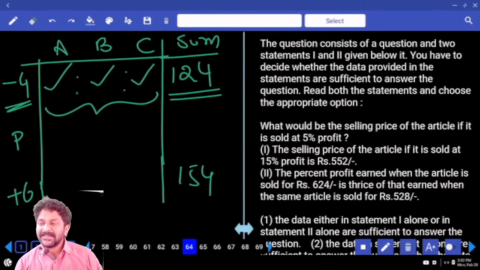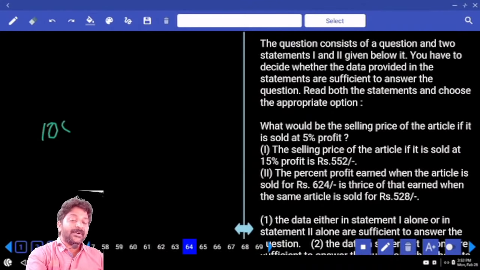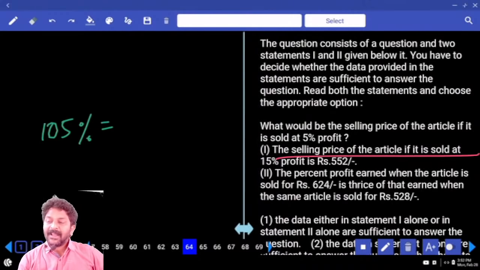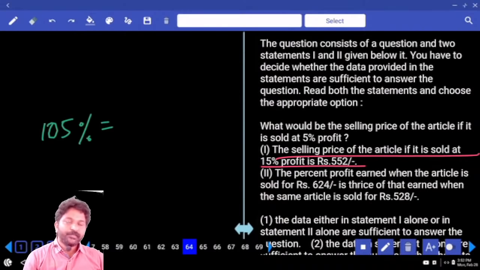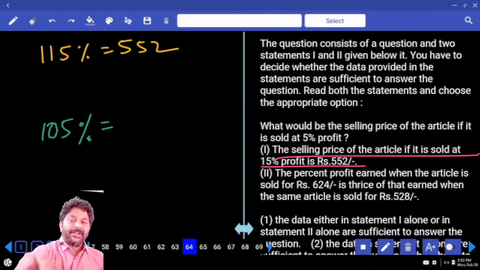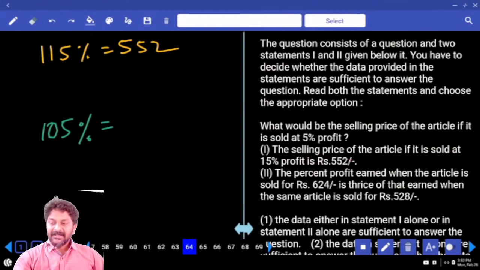What would be the selling price of an article if it is sold at 5% profit? When you are selling it at 5% profit, at what price do you need to sell? 105 percentage. Clear? Right. The selling price of the article, if it is sold at 15% profit, is 552. When you are getting 15% profit, selling price in terms of percentage, 115%, which is equal to 552. Using this, can we calculate 105%? Hence, 1 alone is sufficient.